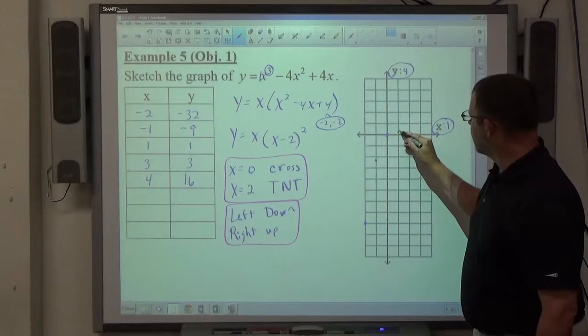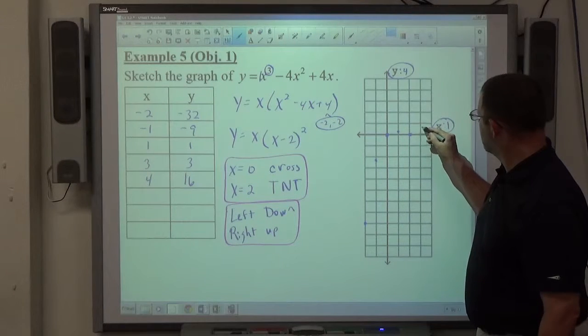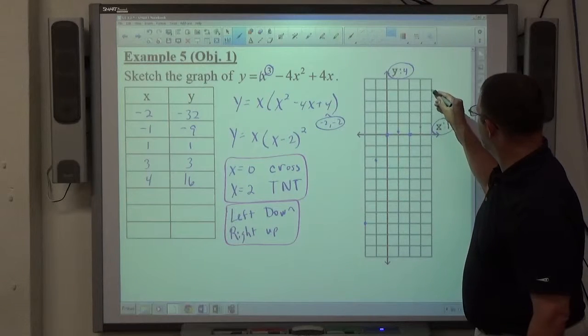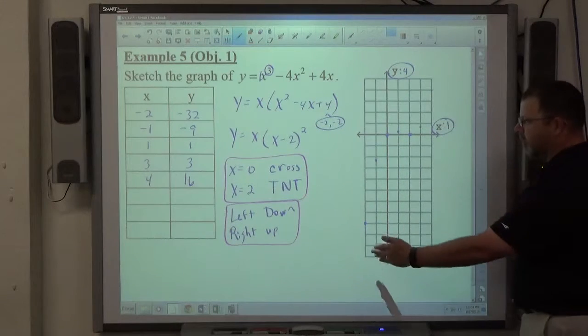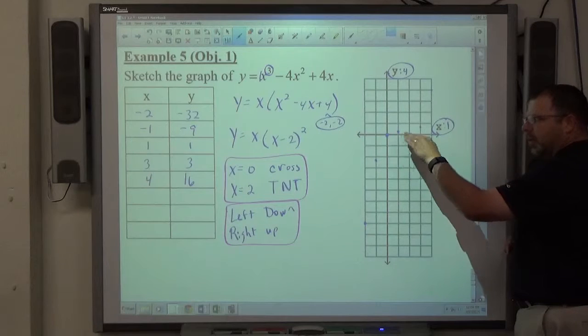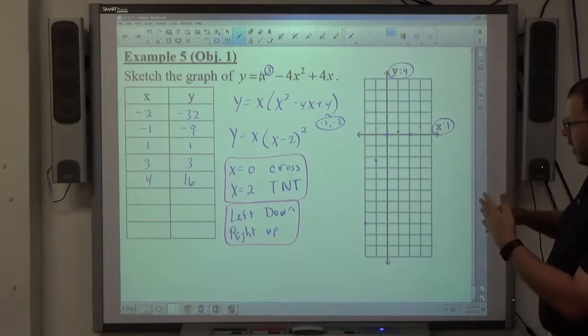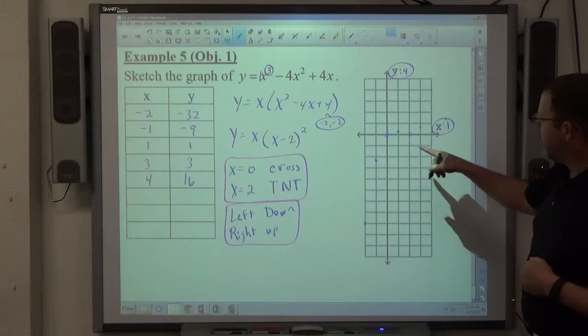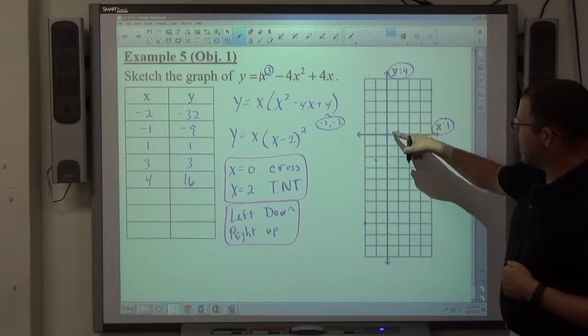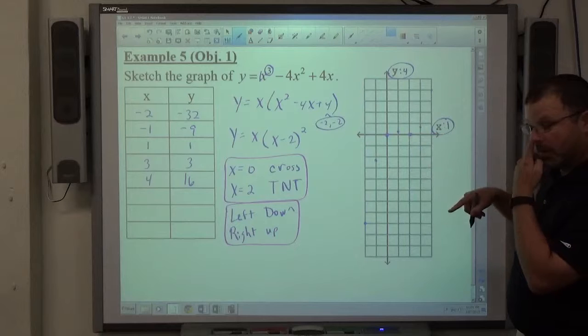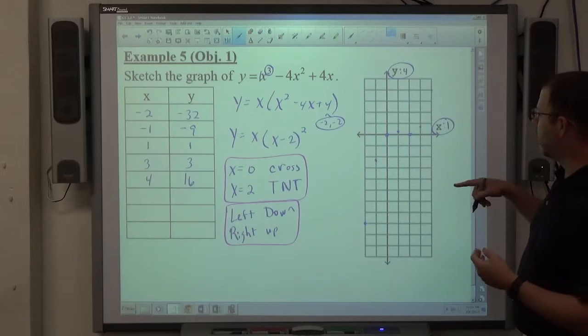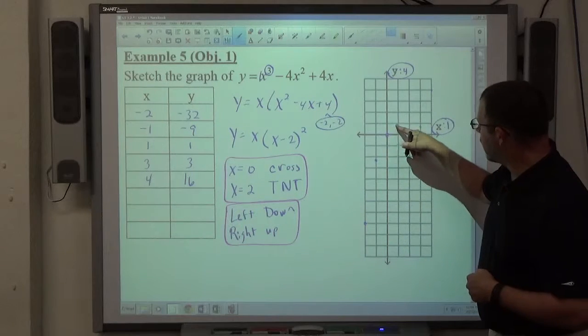And then 3, 3, and 4, 16. Okay, so it goes up, kind of goes up a little bit there, and then it's going to touch and turn and go up there, right? So it's still getting us what we expected to see, but notice it's not quite as high up. I drew it a little higher, but it actually goes up to 1. So had it been a 1 scale, it would have gone to there.